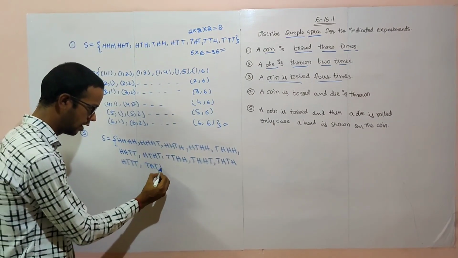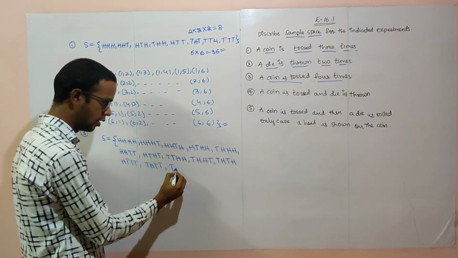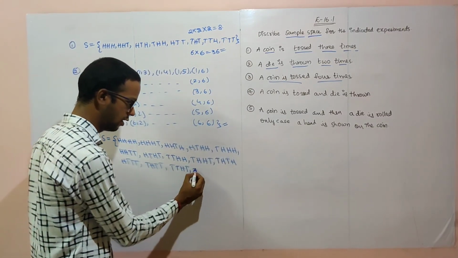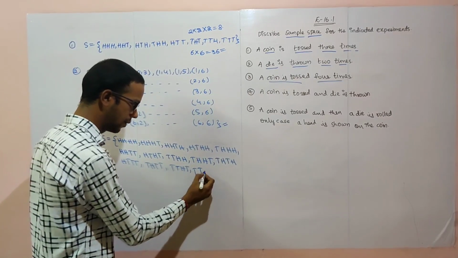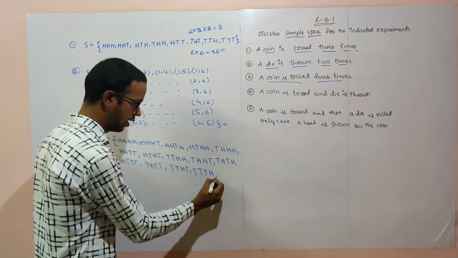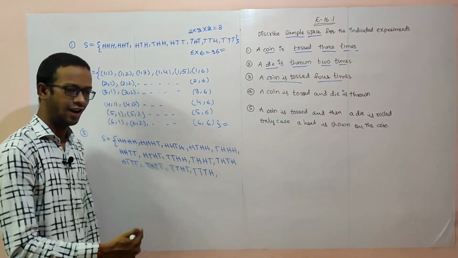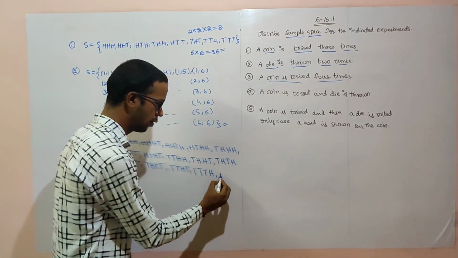Tail, head, tail, tail. Tail, tail, head, head, tail. Next last one, tail, tail, tail, head. So next what we can write? 4 tails.